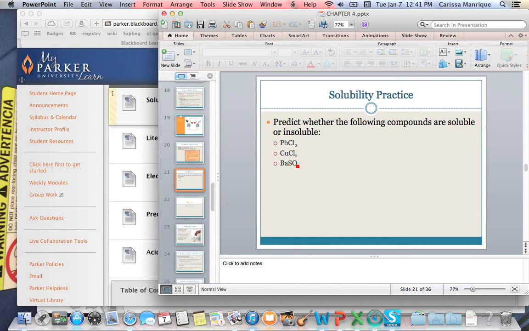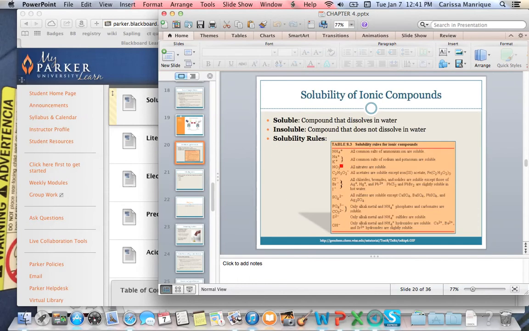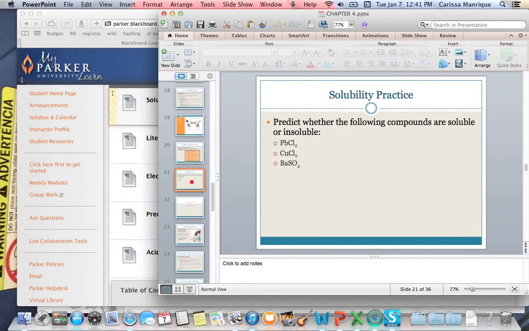Let's look up barium sulfate. Okay? Here's a sulfate, SO4. It says all sulfates are soluble except calcium, barium, or lead. So this is barium sulfate, so it's not soluble. Meaning it will not dissolve in water, it'll be a non-electrolyte.